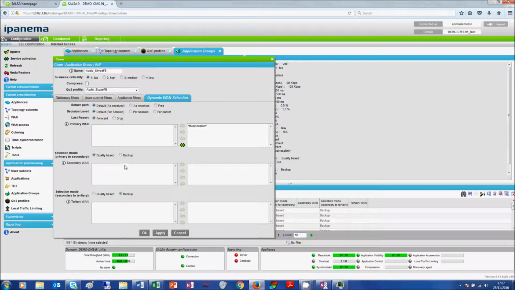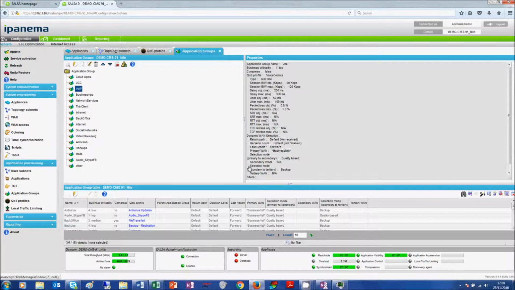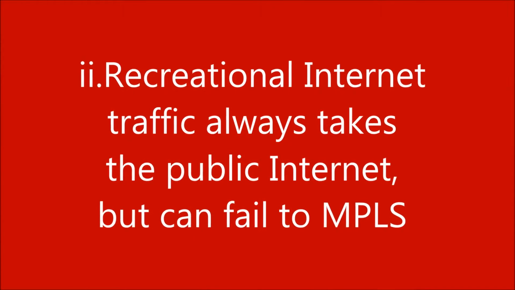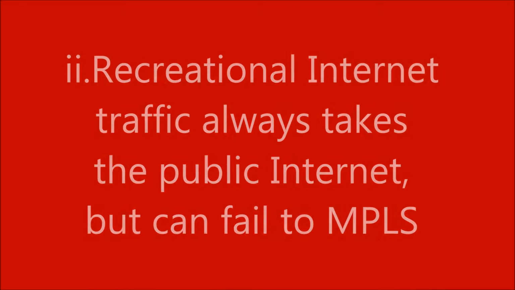The most important element is the use of quality-based policy for primary, secondary, and tertiary links to use always the best available path. Resulted parameters are here, including name, criticality, QoS profile, and path selection policy, which is quality-based.